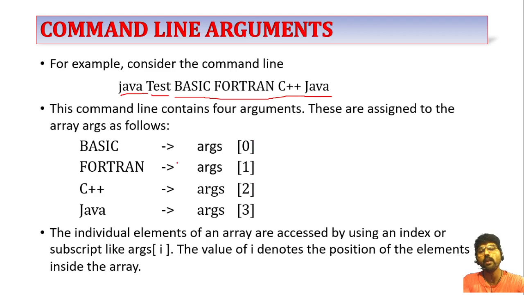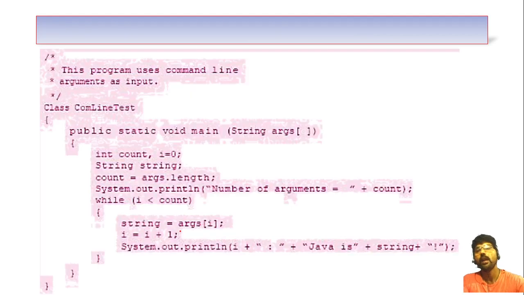You can give more than 4 elements. Now, this is about the command line arguments. I will explain this concept by using one example called the ComLanTest class. I have created a class called ComLanTest. In that class, I have written one main method. In that main method, I have passed String args.